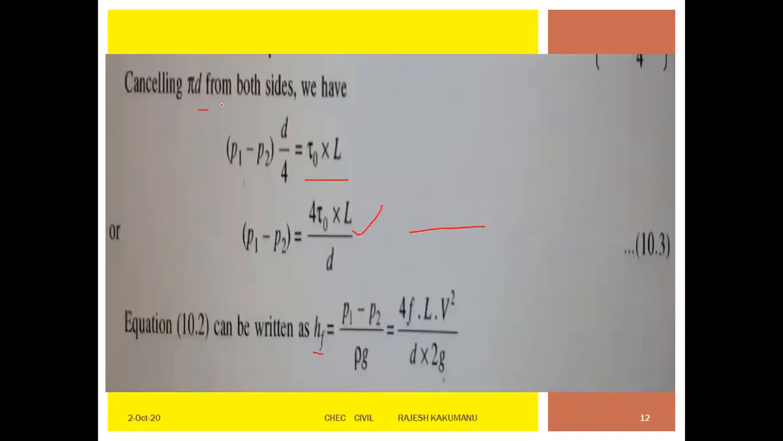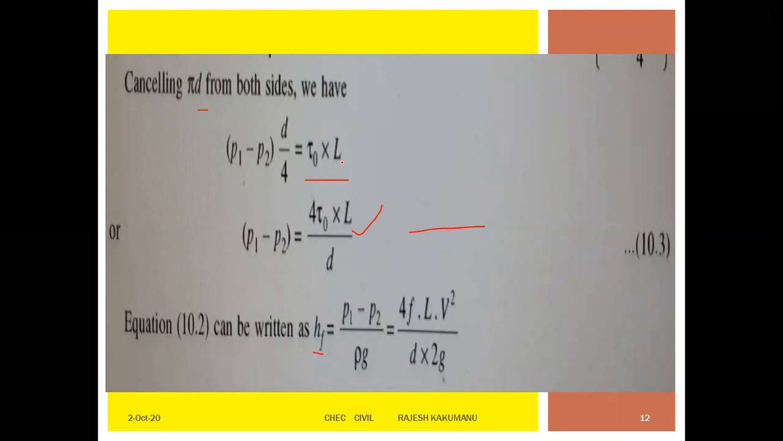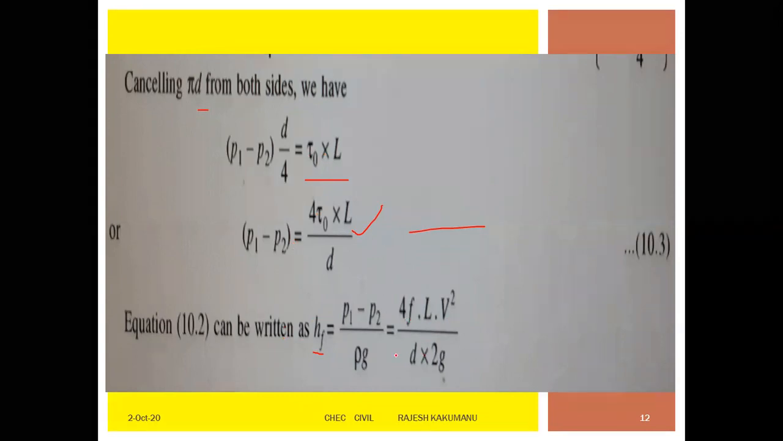Cancelling the pi d on both sides, we get the equation as P1 minus P2 into d by 4 is equal to tau 0 into L. Therefore, P1 minus P2 is equal to 4 tau 0 into L by D. Okay, this equation can be written as HF is equal to 4 into F into L V square by D into 2g.